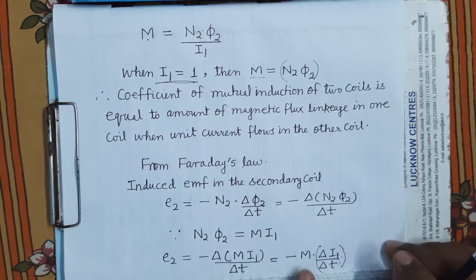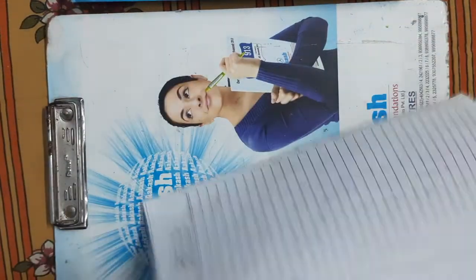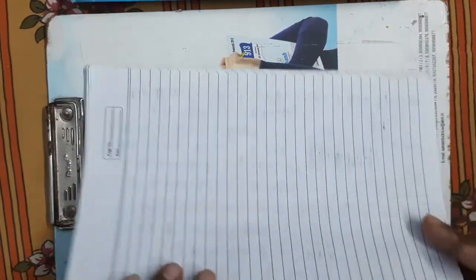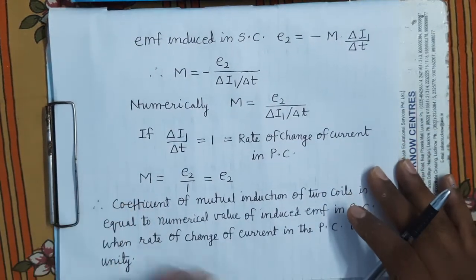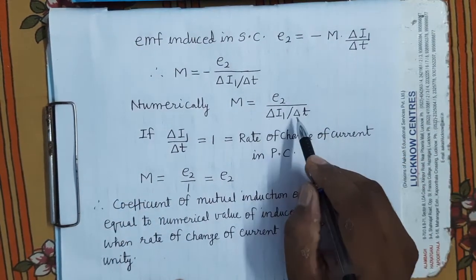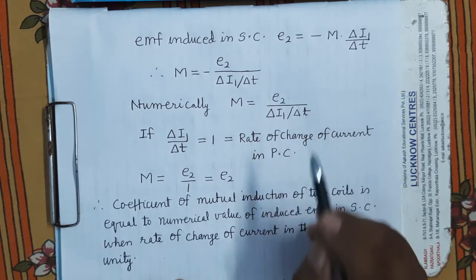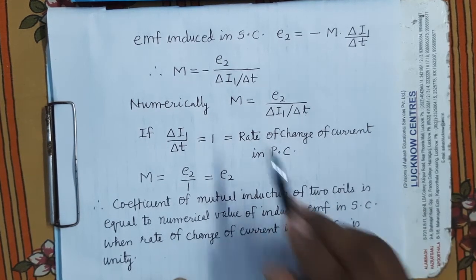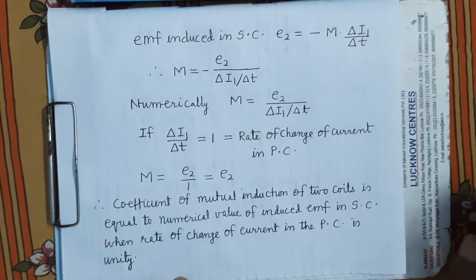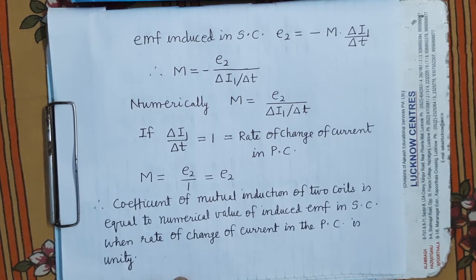Now, numerically, what will be the value of M? You can see here, M will be equal to E2 divided by delta I1 upon delta T. It is clear? This will be the coefficient of mutual induction for the pair of coils. What is the significance of the minus sign? That we know, because of Lenz's law, it comes in Faraday's law of electromagnetic induction.